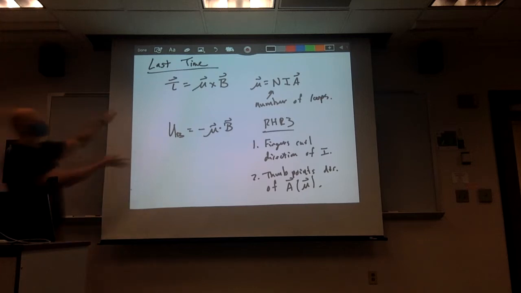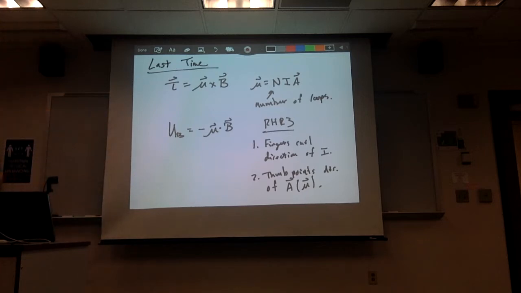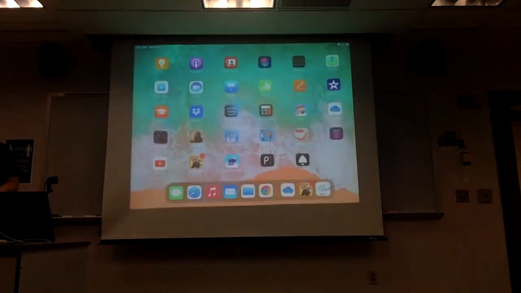So again, it has exactly the same structure as the electric dipole in an electric field. Good. So that's about as far as we got last time. Today we're going to do a couple of examples of this.